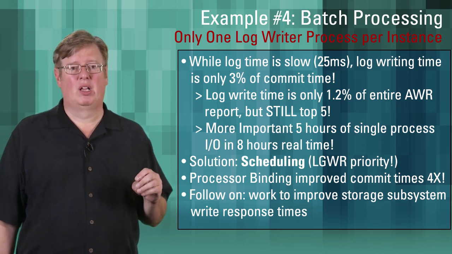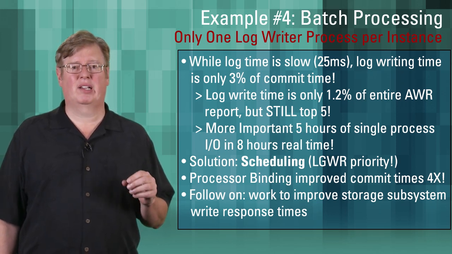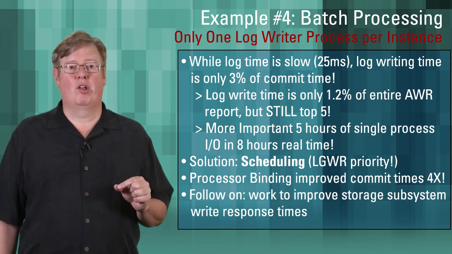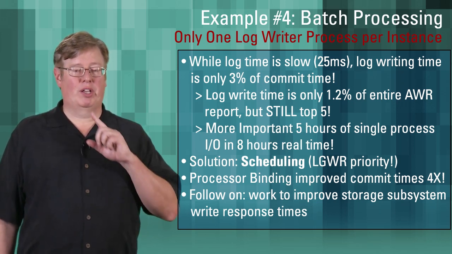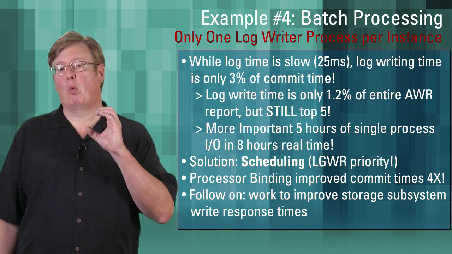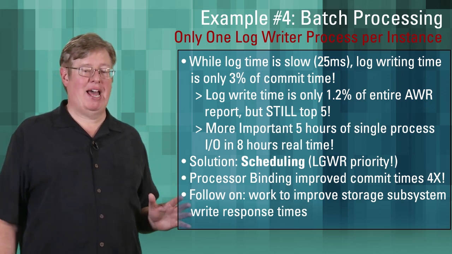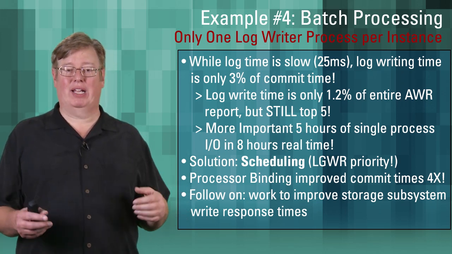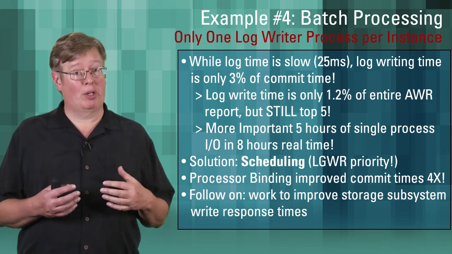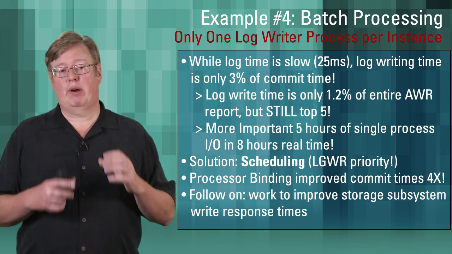It's on the order of 25 milliseconds, about 22 milliseconds. The log writing is only 3% of the commit time. So what's happening here? Let's remember, most databases are configured so that they have one log writer process. So if I've parallelized a batch job and I've got lots of streams going in, they're all contending. By the way, the same thing happens with OLTP workloads. They're all contending for the same log writer process.